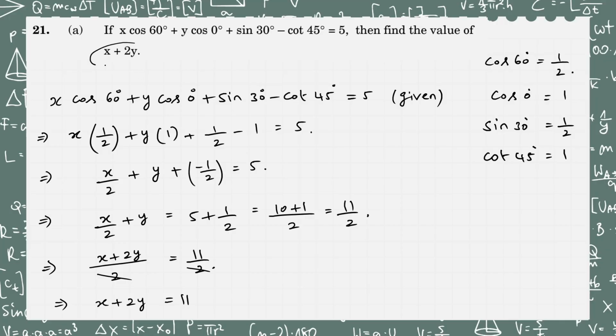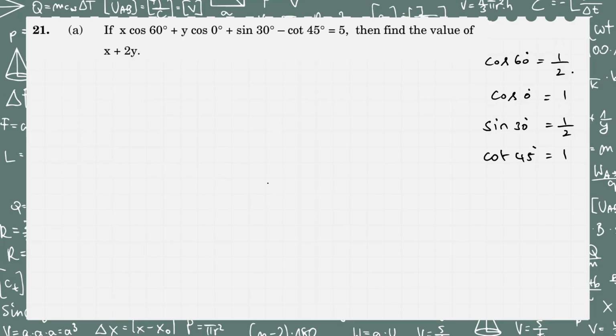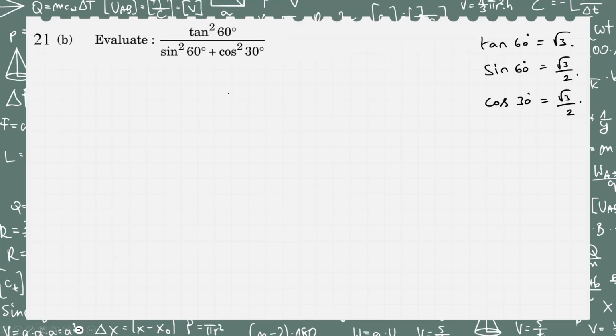And that's what they are asking for. So we are done with the sum. x plus 2y equals 11 is the answer. Let's move on to the next choice of the same question. Evaluate tan square 60 degree divided by sin square 60 degree plus cos square 30 degree. Here also we should know all these trigonometric ratio values from the table.